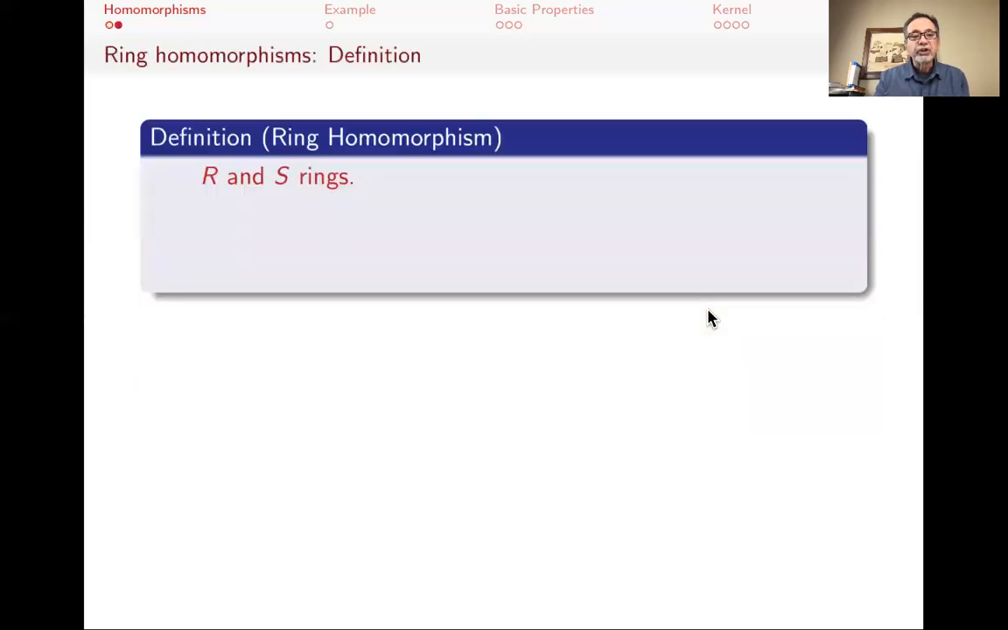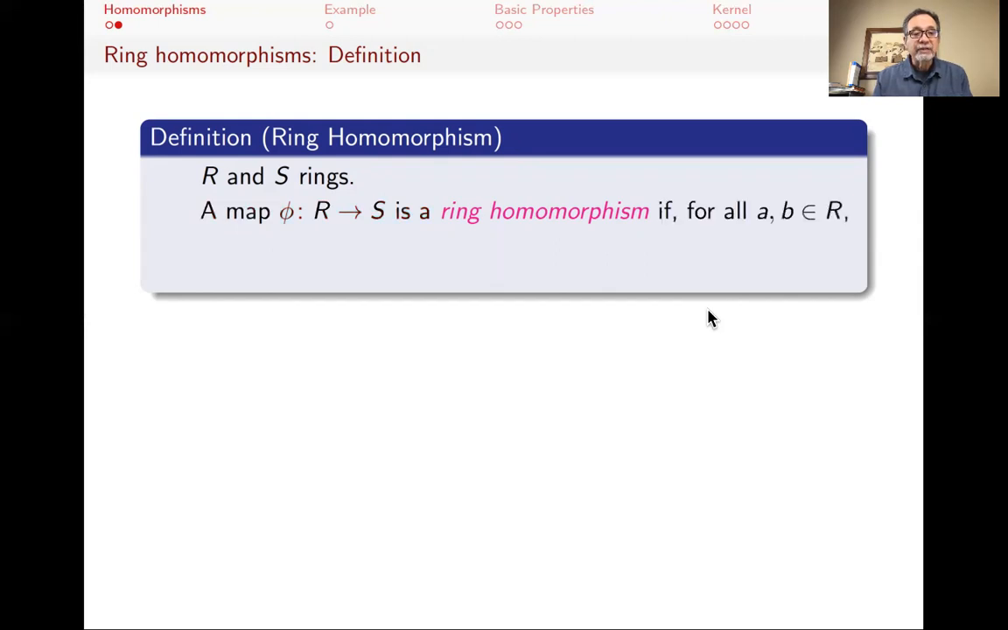Okay. The definition of ring homomorphism is exactly what you might expect. If you have two rings, and a function from R to S, then this is a ring homomorphism if it preserves the operations in the ring. The ring has two operations, an addition and a multiplication, and the ring homomorphism has to satisfy the following things. For all a and b in R, we have to have phi of a plus b is phi of a plus phi of b.